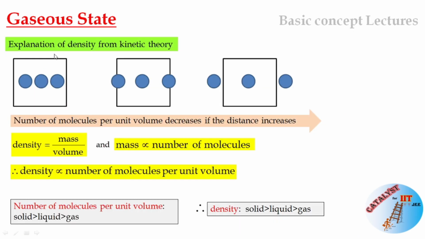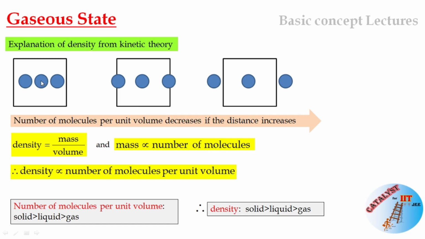Now, let us discuss another important property of gas from the postulate we have just discussed. So, now we are going to explain the low density of gas in terms of the postulate. So, let us consider these three pictures which are shown here. So, in these three pictures, three blue balls are taken in this volume. So, the volume is basically the same for these three pictures. Now, if we move from left side to right side, we can see that the distance between these molecules or these balls are increasing.